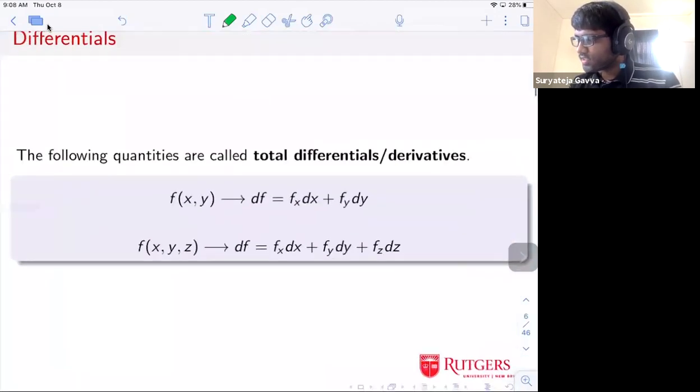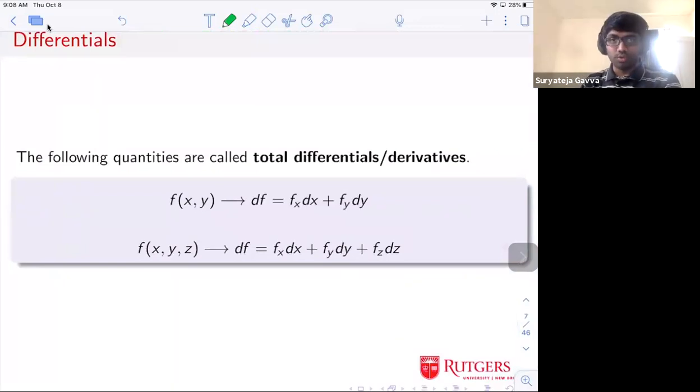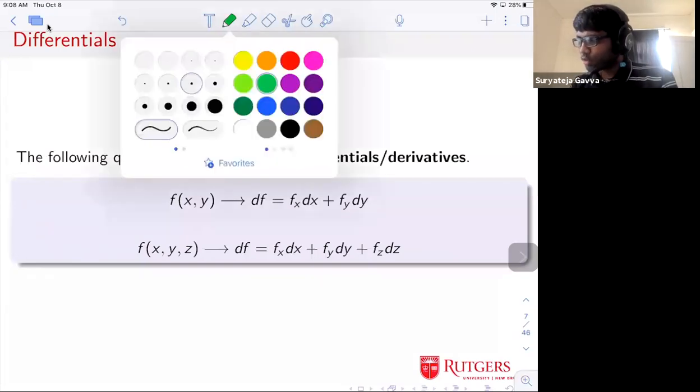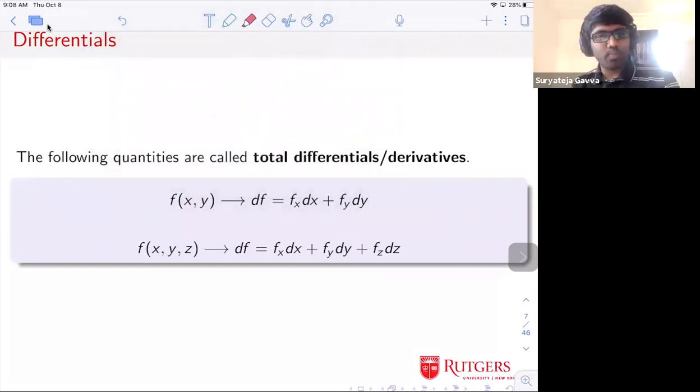Okay, so that's some information. So you can use derivatives to approximate the values of the function or the approximate changes of the function. So the next thing is some expressions. These are what are called total differentials or total derivatives. This is basically the symbol df.